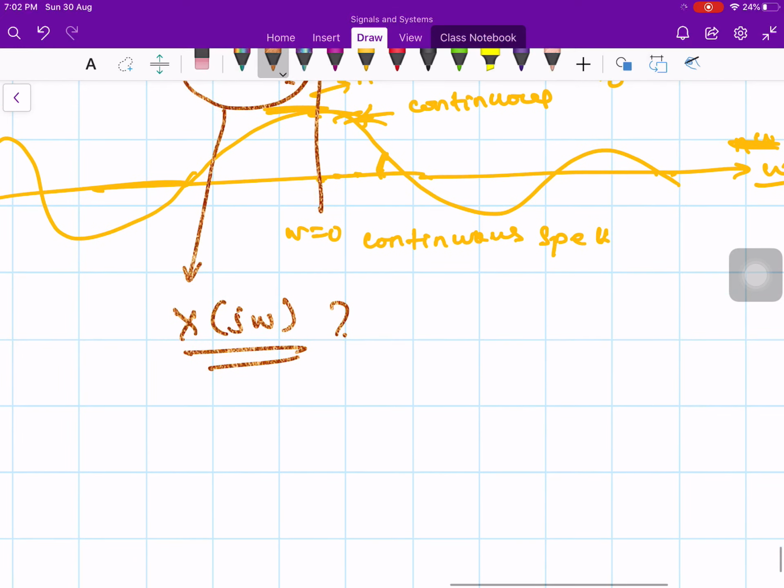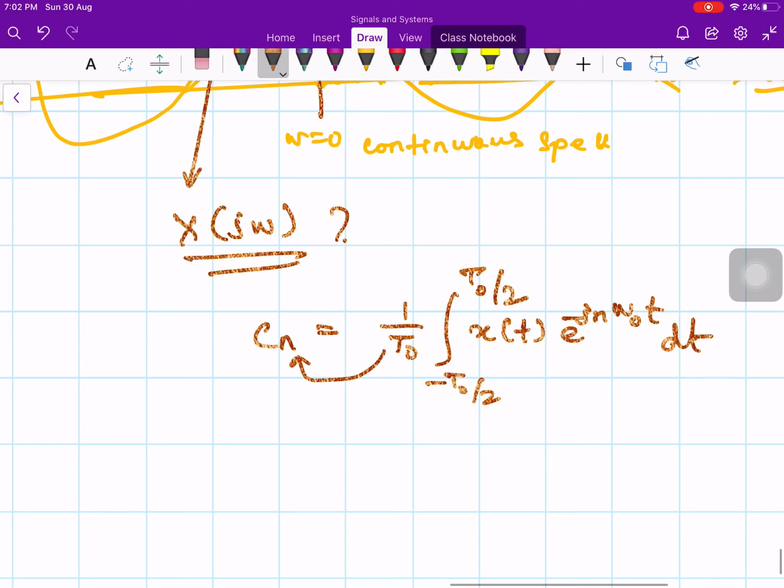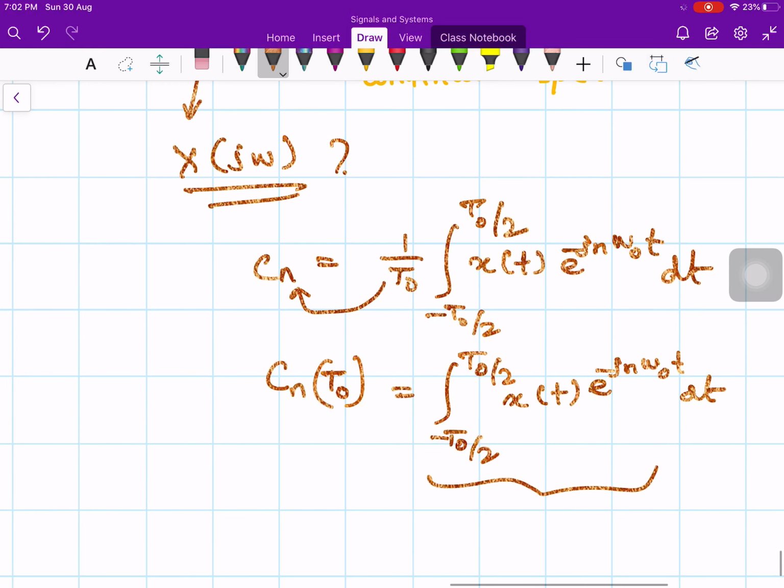Now Cn is given by the following formula. We know that Cn is equal to 1 over T naught integral of minus T naught by 2 to plus T naught by 2 x of t e to the minus j n omega naught t times dt. Now you bring this to the left hand side. So Cn times T naught is equal to the integral of minus T naught by 2 to plus T naught by 2 x of t e to the minus j n omega naught t dt.